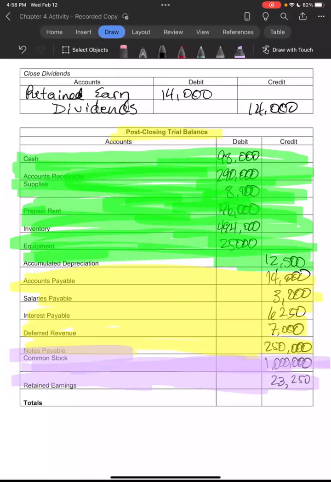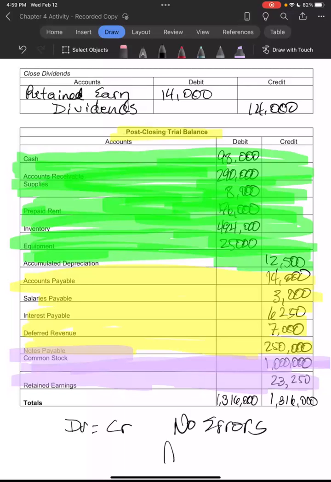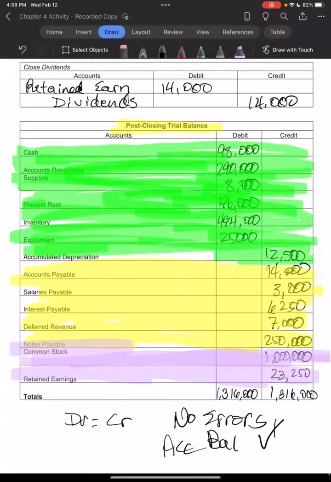So again, if we add all these up, we'll see that we have $1,316,000 worth of debits and the same amount worth of credits. Debits equal credits. We're happy. No errors that we're aware of, and account balances are correct. We're happy about that, okay? That is activity 4. That is the activity for chapter 4.